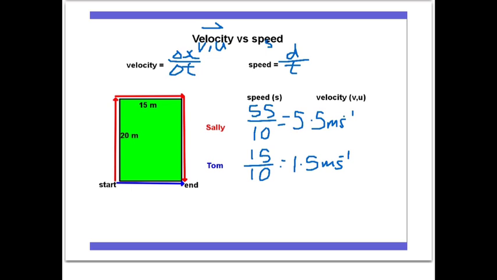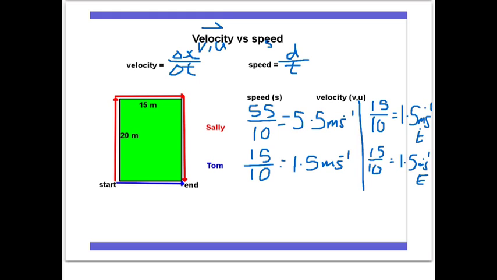Their velocities, however, Sally's velocity will be her displacement over time. So her displacement, you'll recall, was 15 over 10, 1.5 meters per second east. So too was Tom's. He had the same displacement, so his velocity will be identical. 1.5 meters per second to the east.